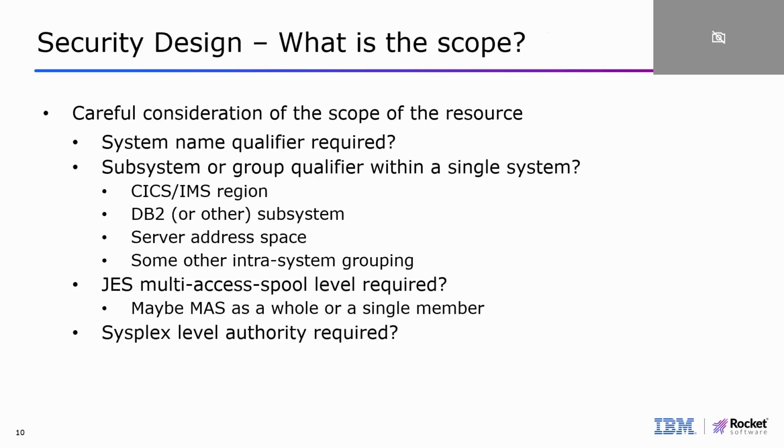We need to think about the scope of the resource that we're going to check. Do we need some sort of system name qualifier? Do we need a subsystem or group qualifier within a single system? Maybe that's a CICS region or DB2 subsystem or a server address space or some other intra-system grouping, JESMAS, anything like that. And we also need to think about when the security administrator is defining these profiles, are they going to use asterisk masking for things like the scope, the system, the subsystem, whatever. So we need to carefully think about that in the design of the resources.